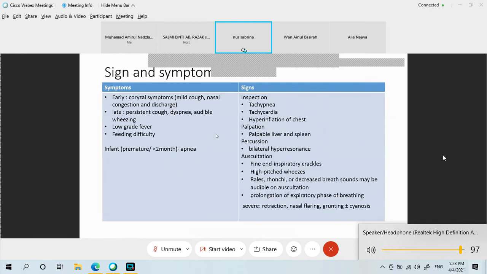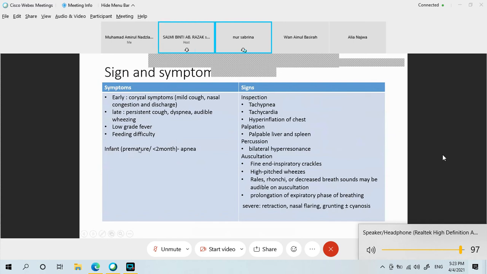Next is about the signs and symptoms. I read that acute bronchiolitis will start with upper respiratory infection symptoms, which is coryza, and then it will progress to lower respiratory infection, and the patient will present with persistent cough, increasing dyspnea, and also audible wheezing, associated with low grade fever, and feeding difficulty due to increasing dyspnea.